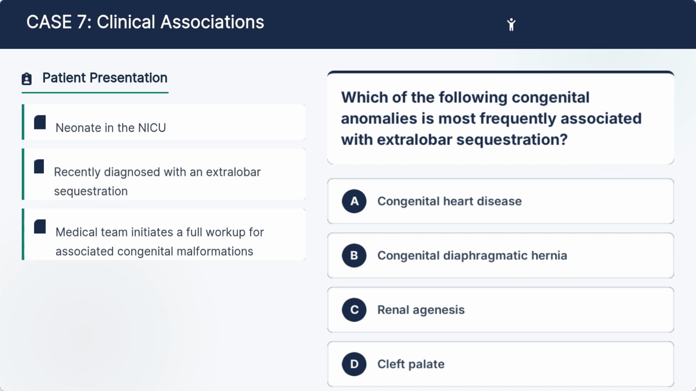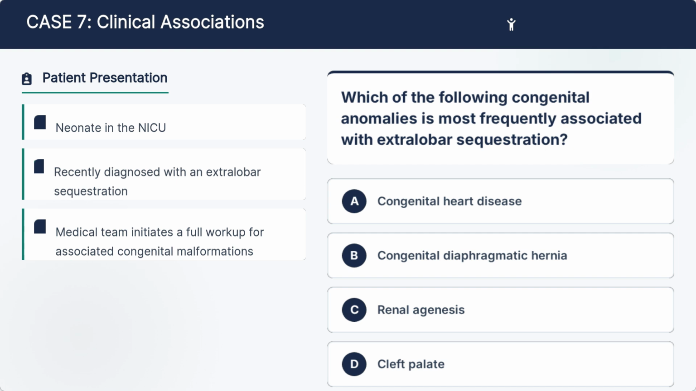Case 7. Clinical associations. A neonate in the neonatal intensive care unit has recently been diagnosed with an extralobar sequestration. The medical team initiates a full workup for associated congenital malformations. The question is, which congenital anomaly is most commonly associated with extralobar sequestration?